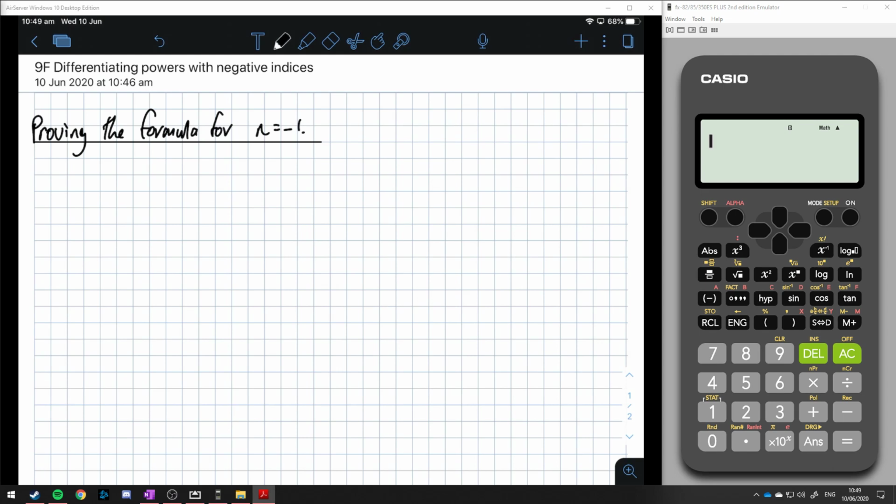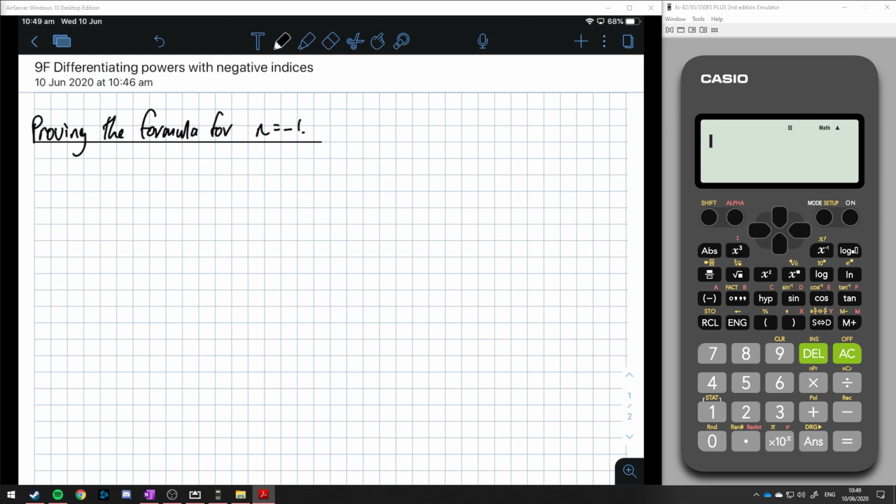So let's prove the formula for n equal to -1. We won't worry about proving the formula for all negative integers. However, if you want to have a look at that, you can look at it through your text.